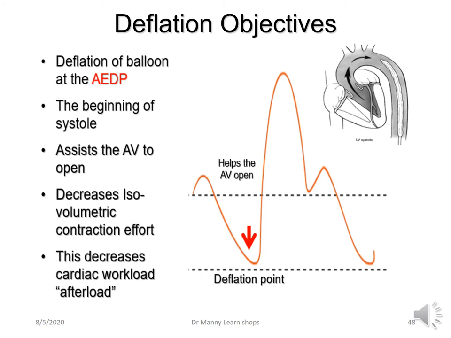Balloon deflation objectives then are to deflate the balloon at the aortic end-diastolic pressure. See the deflation point? And this is at the beginning of systole, just before. And this helps or assists the aortic valve to open. And it decreases the isovolumetric contraction effort that the heart has to overcome to open the aortic valve. And if the balloon during deflation can assist the aortic valve to open, this decreases cardiac workload, afterload, and myocardial oxygen demands, and will help the heart.